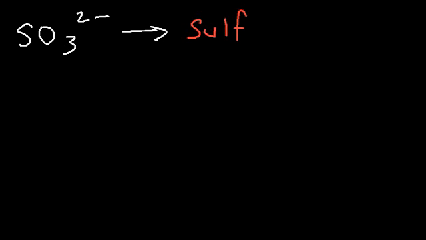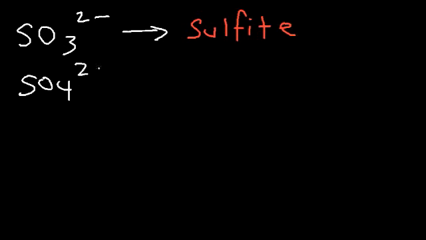In this video, we're going to go over the nomenclature of ionic compounds, particularly those that have polyatomic ions and transition metals. So you need to know the names of certain polyatomic ions. So let's say if you have SO3 2-, this is called sulfite. Let's review some polyatomic ions.